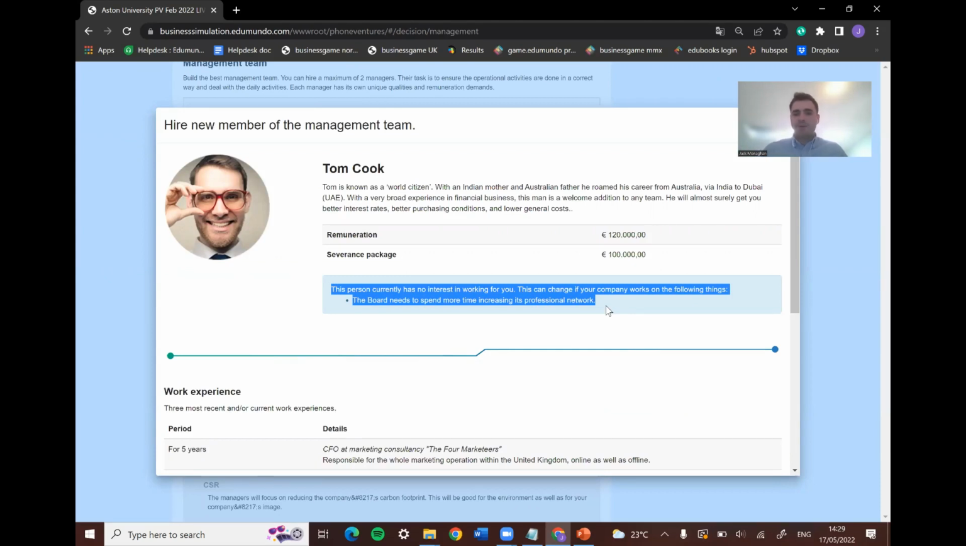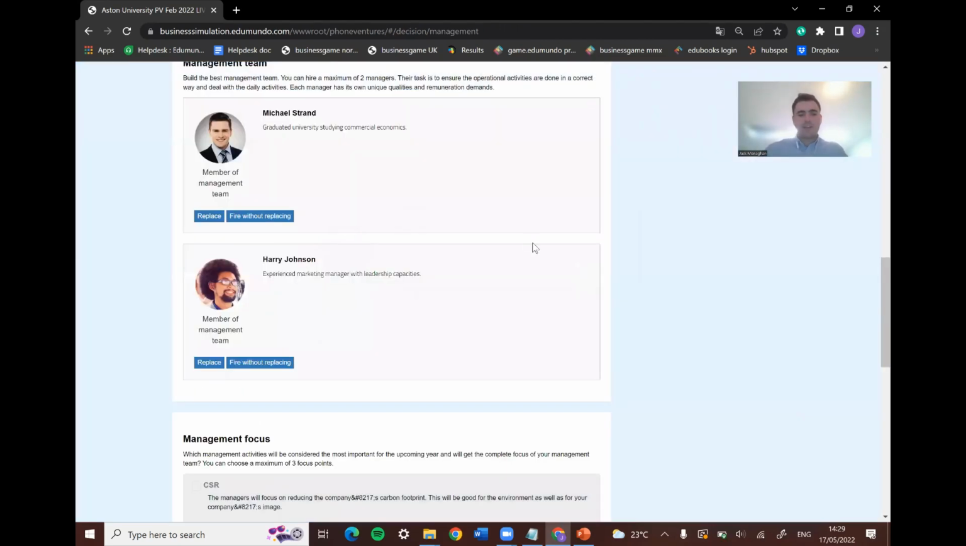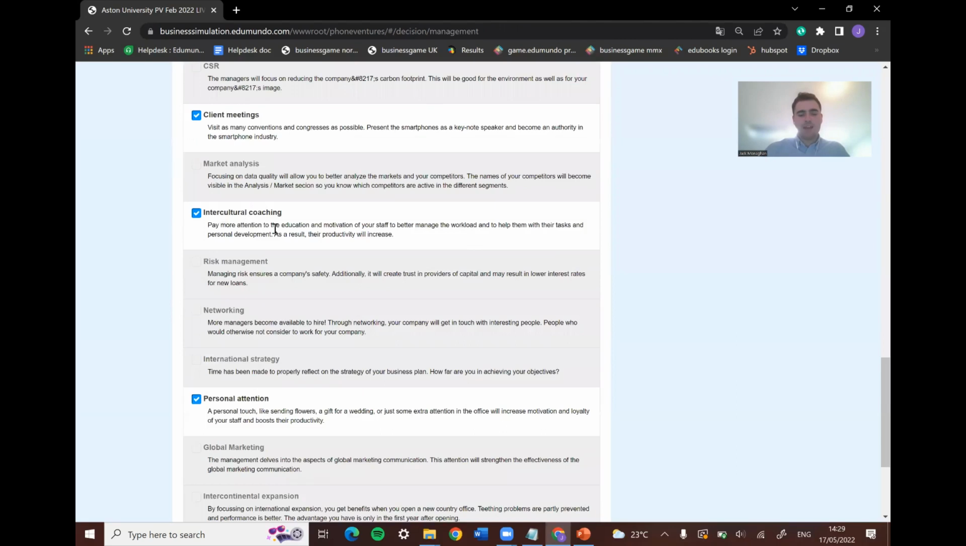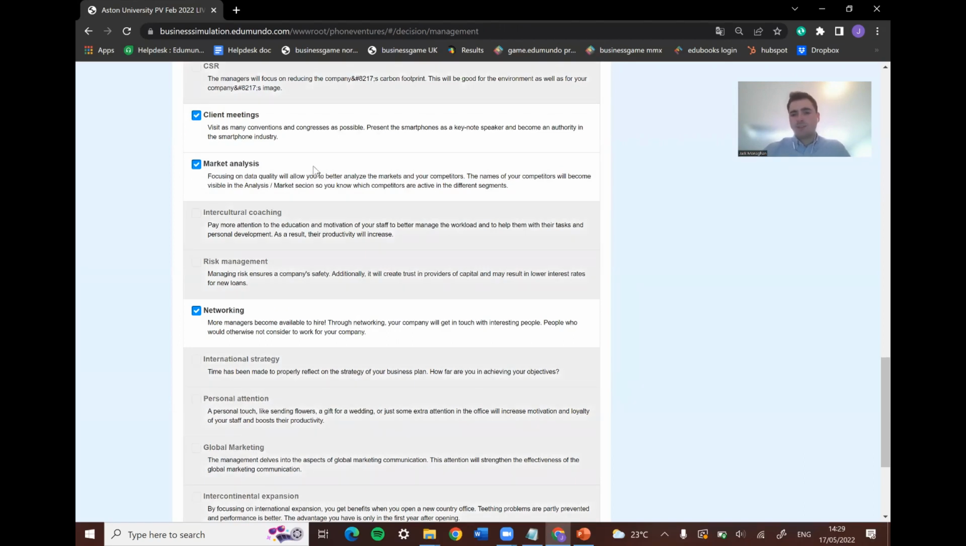Most of the time, it often revolves around the networking. What we're going to do in order to improve our networking is select the management activity of networking. This will then hopefully unlock some of those better managers down the line. There is also a market analysis feature, so if you do ever want to take a look at the names of the competitors within that market analysis tool, this is how you can view them.